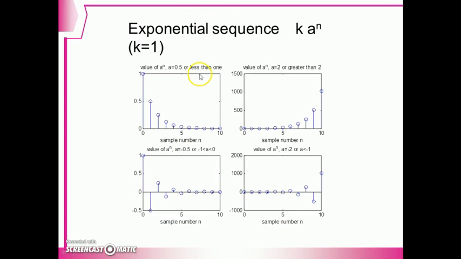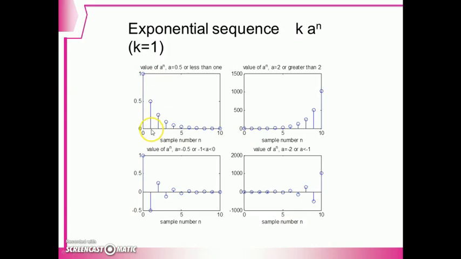Now we will see in detail some exponential sequences. We assume k is 1. It can also have any other values, no problem in that. So this picture shows k equal to 1. In the first picture, the value of a is 0.5. We start with n equal to 0. So we get k is 1, so 1 into 0.5 power 0. Anything to the power 0 is 1. So 1 into 1, the amplitude is 1.